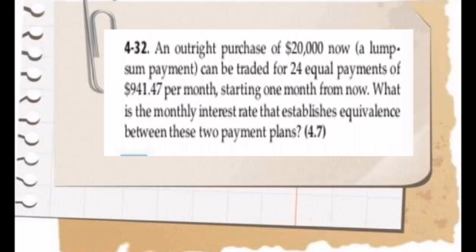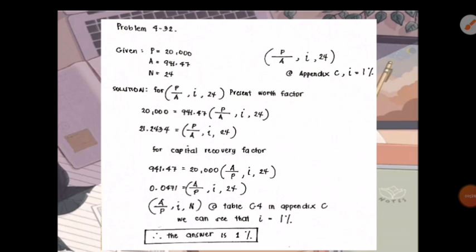Example 4.32. An outright purchase of $20,000. Now, a lump sum payment can be traded for 24 equal payments of $941.47 per month, starting 1 month from now. What is the monthly interest rate that establishes equivalence between these two payment plans? So, given P is equal to $20,000, A is equal to 941.47, and N is equal to 24. So, at Appendix C, the interest rate is equal to 1%. So, P over A, interest rate, and the N is 24.